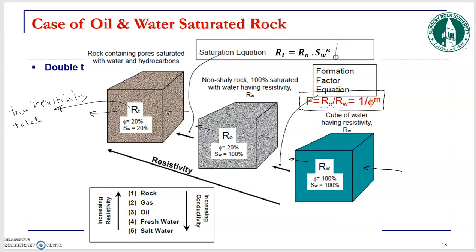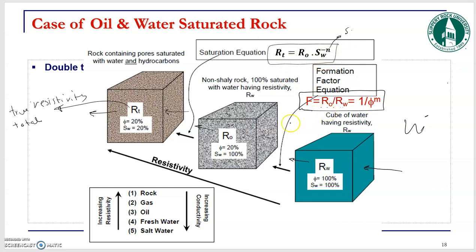This is the definition. RT is equal to RO multiplied by SW, which is the water saturation, to the power of negative n. N is called the saturation exponent. So we have RT is equal to RO multiplied by SW to the power of negative n.